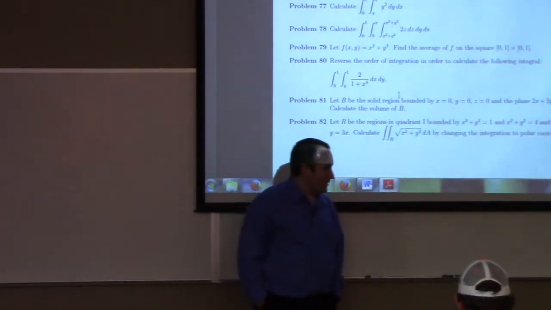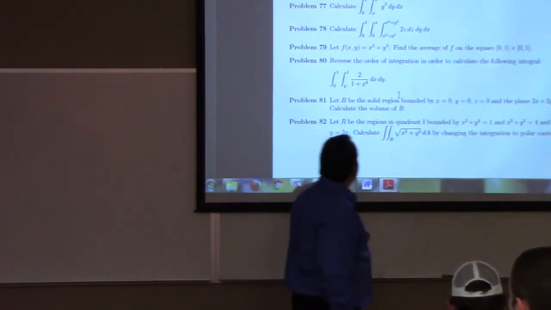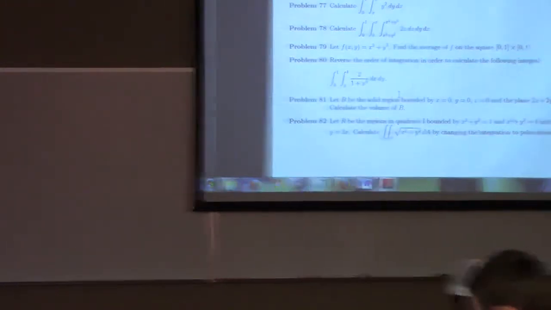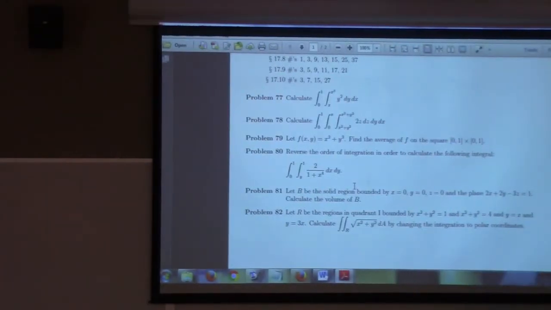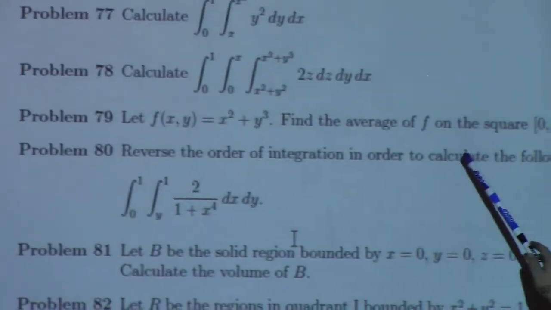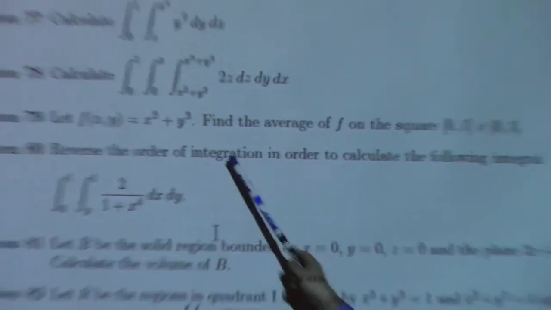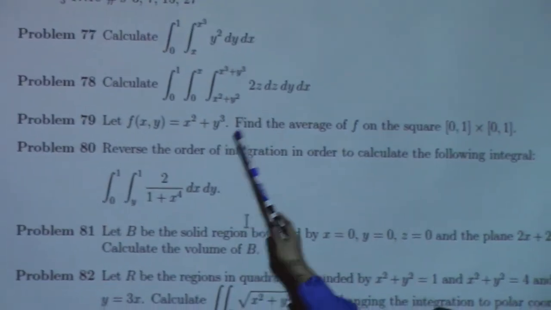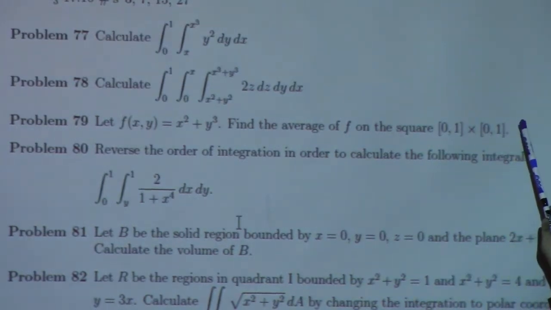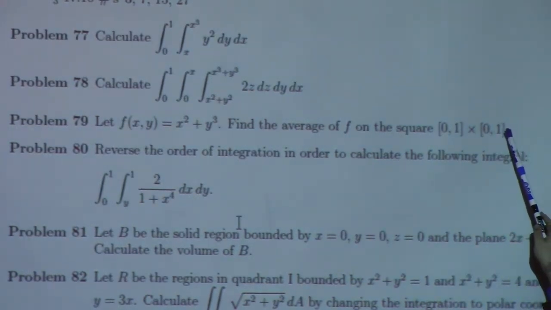Amen. All right, let me just walk through the homework for a minute here. I think everybody will be able to do number 77, number 78. How do you do number 79? What do you got to do? You got to calculate the integral of x squared plus y cubed over the square, and then you have to divide by the area of the square, which is 1.